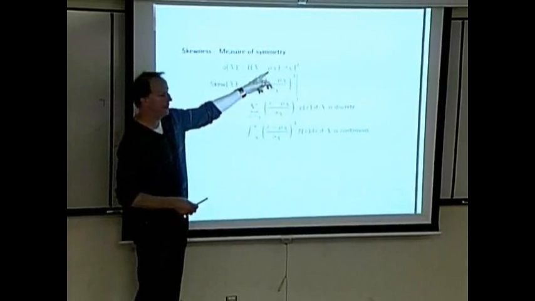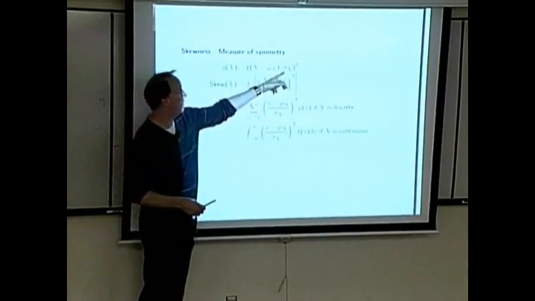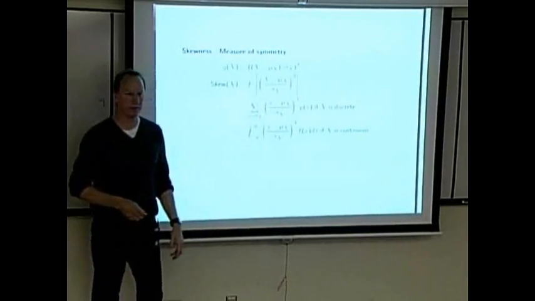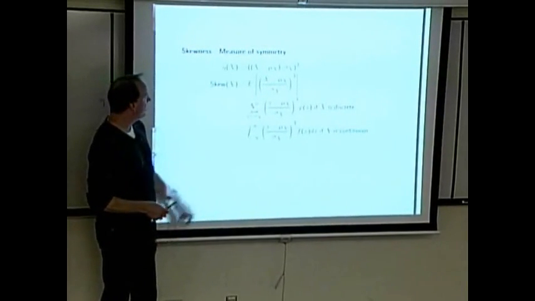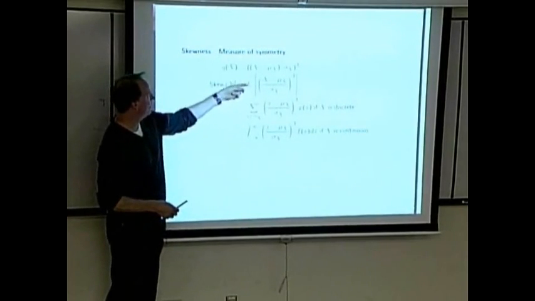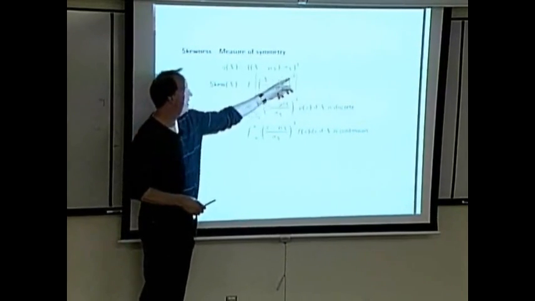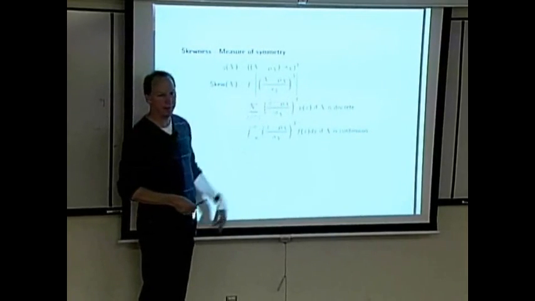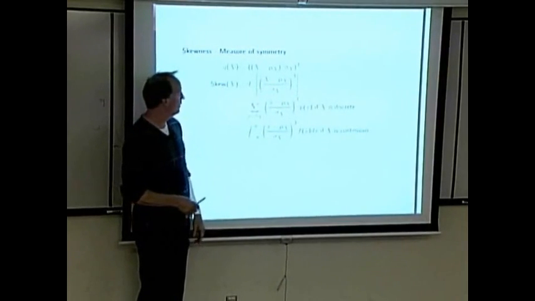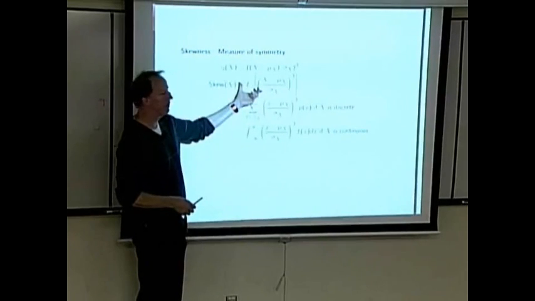the random variable minus the mean divided by the standard deviation, all of that cubed. All right? And then the skewness is the expectation of g of x. It's the expected cubed deviation from the mean standardized by the standard deviation. Right? So why is this measuring skewness?